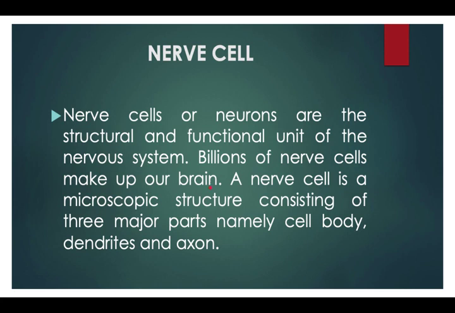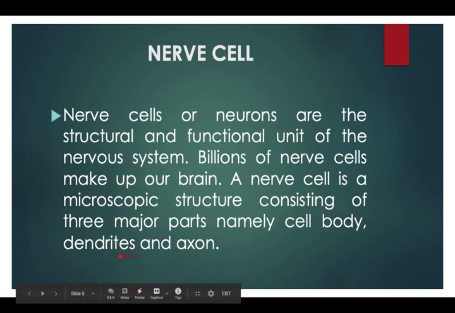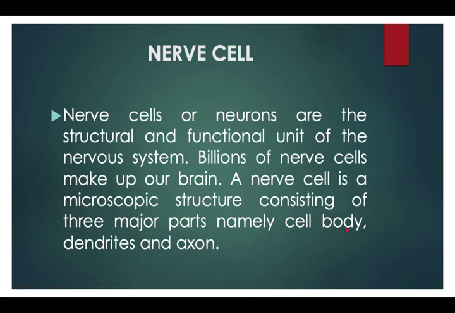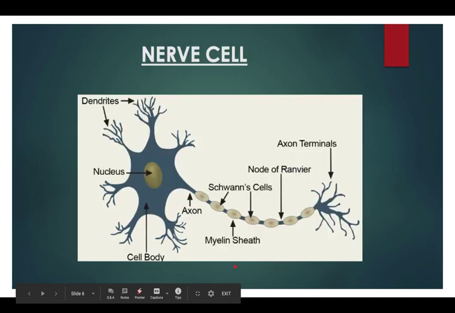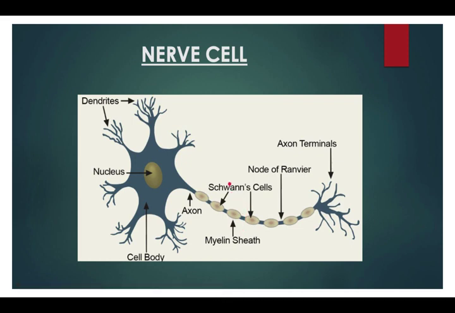It is basically made up of our nervous tissue, and a nerve cell is a microscopic structure consisting of three major parts, namely cell body, dendrites and axon. These are the three important parts of the nerve cell. These are known as cell body or cyton, dendrites and axon. Now we will learn about these parts. Here in this figure or in this diagram, you can recall your class 9th.